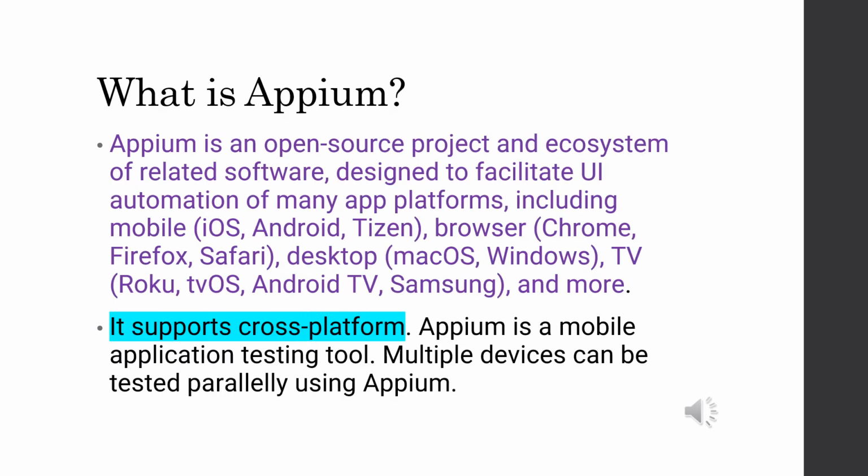It is mainly used for UI automation of any platforms, any mobile based, browser based, desktop based, TV based, any kind of applications we can do automation testing with the help of Appium. It also supports cross platform. Appium is mainly designed for testing mobile applications. Multiple devices we can test parallelly using Appium. That is the main feature of Appium.